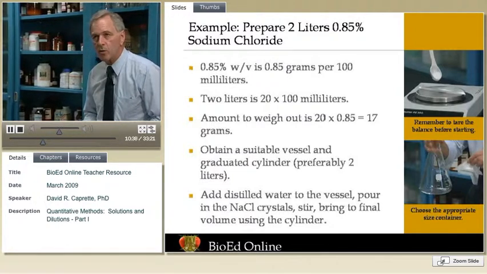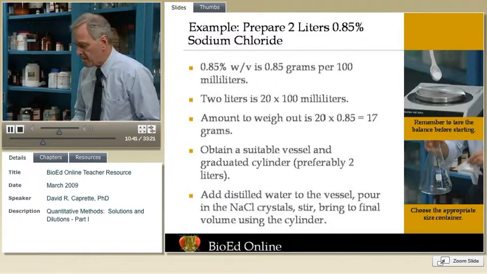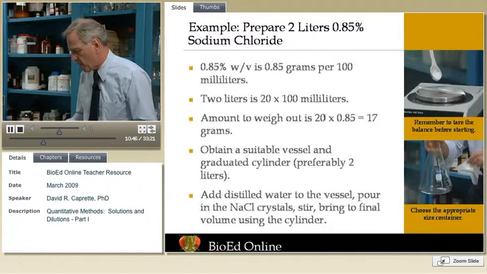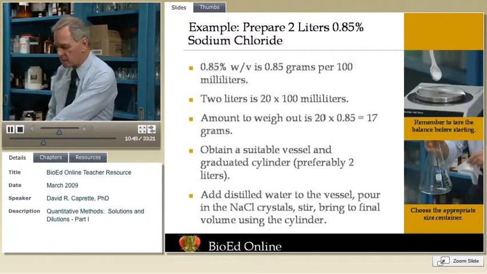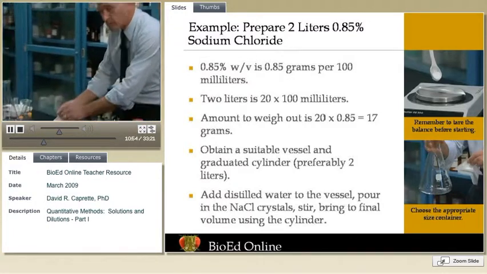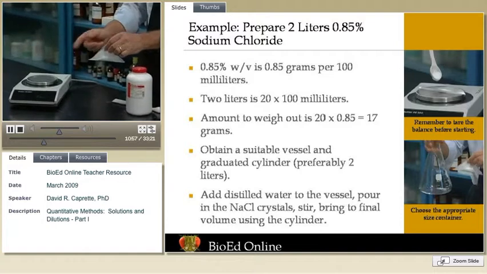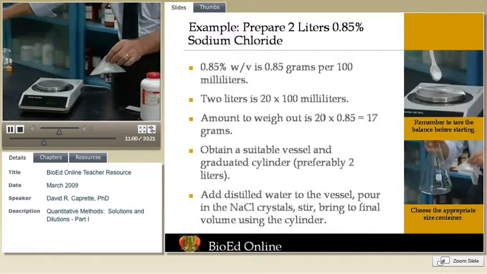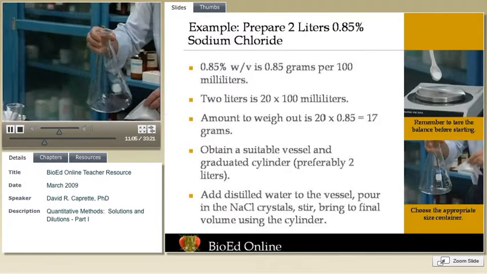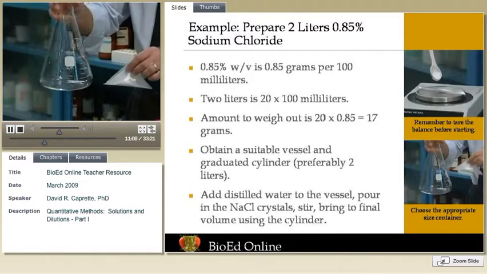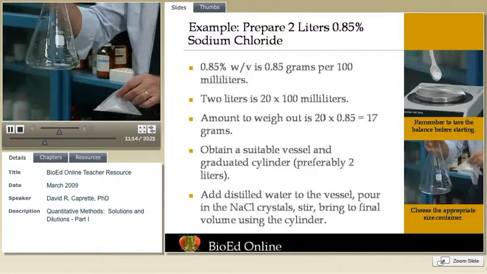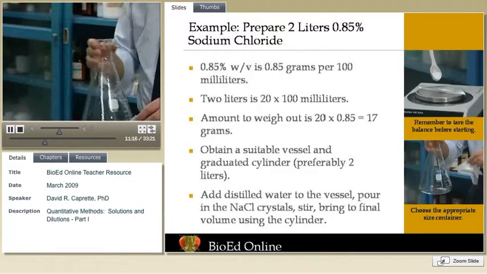If I wanted, I could go with 17.0 and then something like 17.05 or 16.95, somewhere in that range would be fine. But we don't need to be accurate to as many places that are on the balance, and don't ever try to do that. Now I'll simply take my 17 grams of sodium chloride, and I'll take my flask, in this case a 2-liter flask over here. I'll add some water to about the 1800 milliliter mark, swirl it up, dump my material in here, and after it's fully dissolved, I will use a graduated cylinder to produce the final volume, make sure it's thoroughly mixed, and I'll distribute it into bottles for the class.